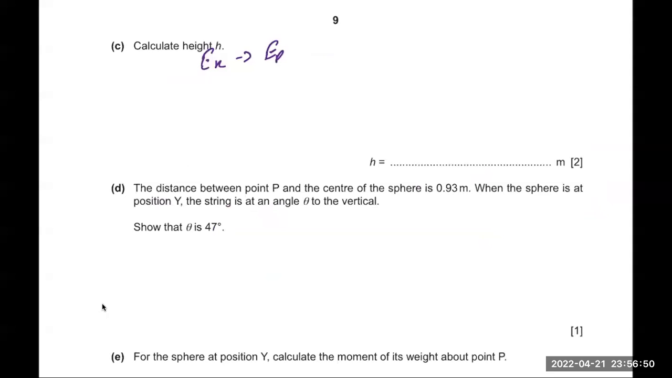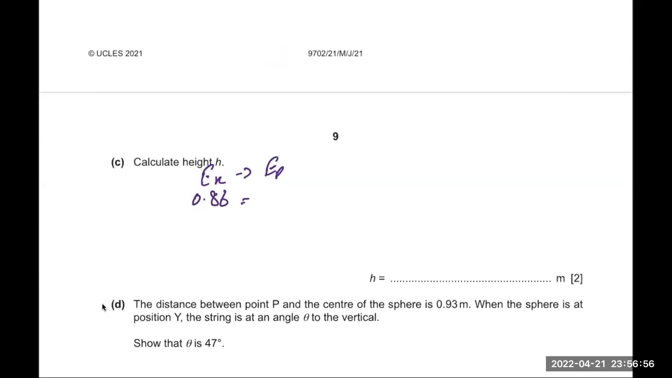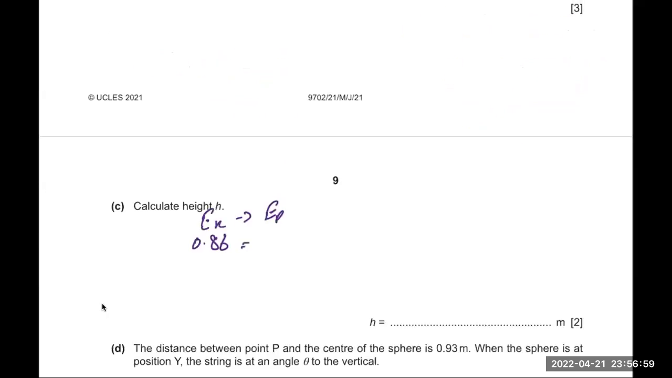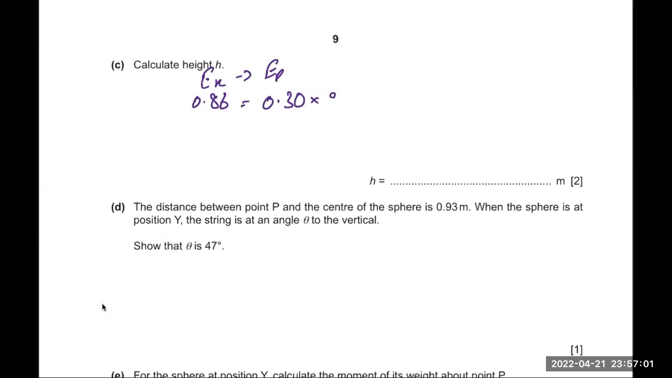What is the kinetic energy? 0.86. What is potential energy? M, which is 0.30. G, which is 9.81. H, which is our unknown here. So the height is 0.86 upon 0.3 times 9.81, which is equal to 0.29 meters. That's the answer to 3B.